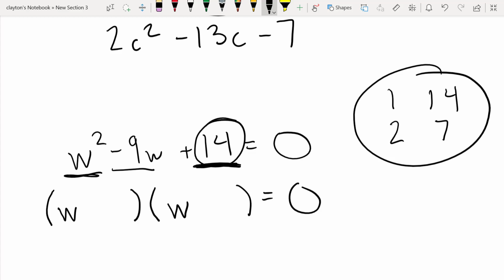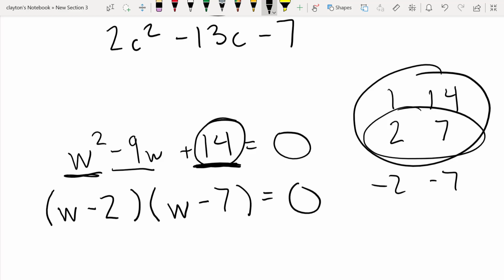Well, in this case, my 2 and 7 here add up to be a positive 9. But remember, if I have two negatives, negative 2 times a negative 7, that'll also be a positive 14. And so I'll put a minus 2 and a minus 7. And it does not matter the order these are written in, meaning if I wrote w minus 7 times w minus 2, that would also be fine.